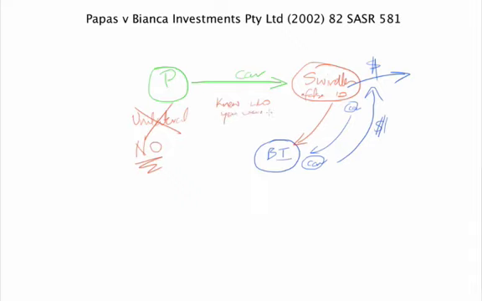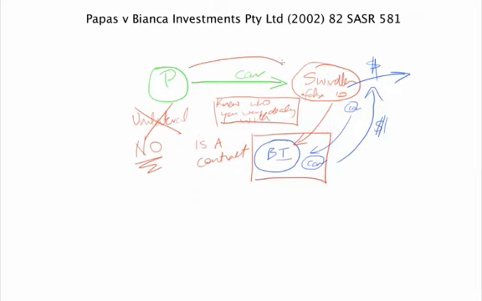So because of that, there was no unilateral mistake. It was the person who you thought it was. It's just that they lied to you. So because of that, there was a contract. So here there is a contract. And Bianca Investments, they get to keep the car. And Pappas has to try and find the swindler to get the money back off them. So quite a different situation.